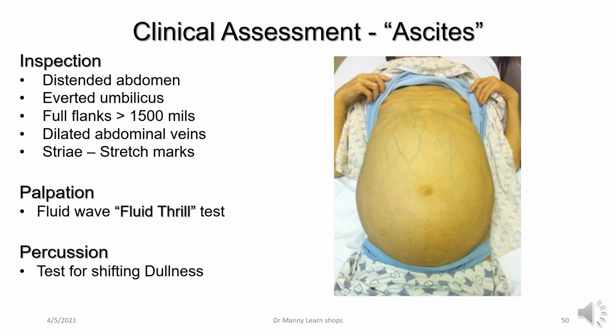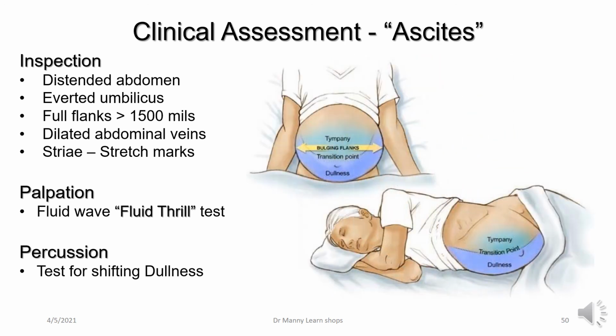When you do a clinical assessment for ascites, you're looking, on inspection, for the distended abdomen, the everted or convex umbilicus, full flanks, which means you've probably got about 1500 mils of fluid. You may have dilated superficial abdominal veins. You may even have striae, stretch marks, as a consequence of skin damage. On palpation, there's a fluid wave, which is called the fluid thrill test. On percussion, there may be dullness, which we'll look at shortly. Here the fluid moves.